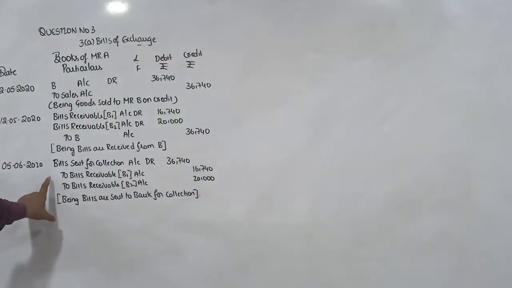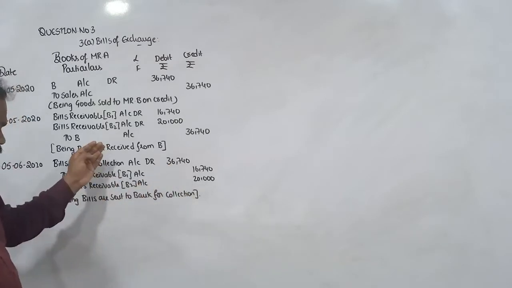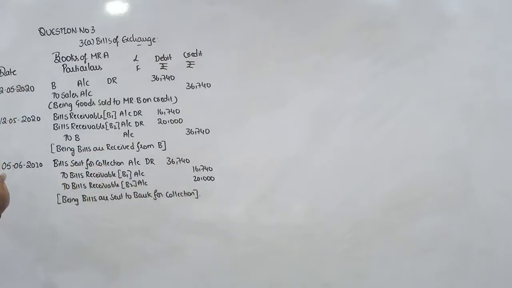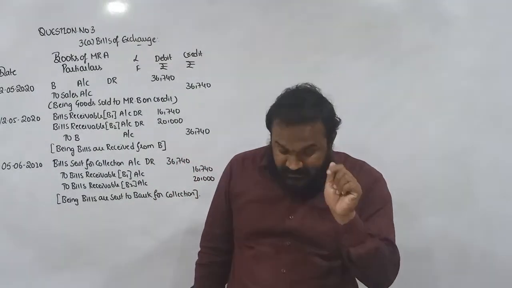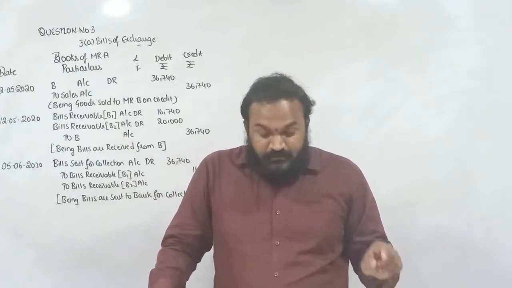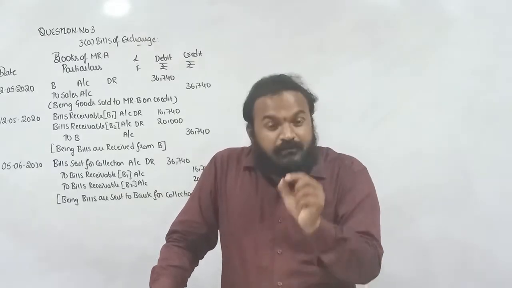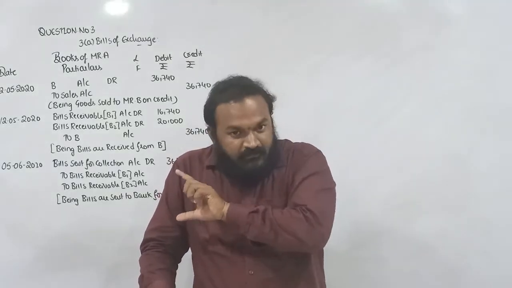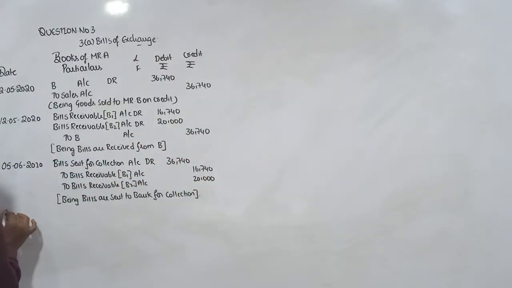When bills are sent to bank for collection, what is the journal entry? Bills sent for collection account debtor to the respective bill account. The duration of the first bill is 1 month. Now, the paper setter says that the first bill is honored on the due date. What is the due date? What is the date of drawing of the bill? May 12 plus 1 month, June 12, plus 3 grace days, June 15. The first bill is honored now. What is the journal entry for the honoring of the first bill?